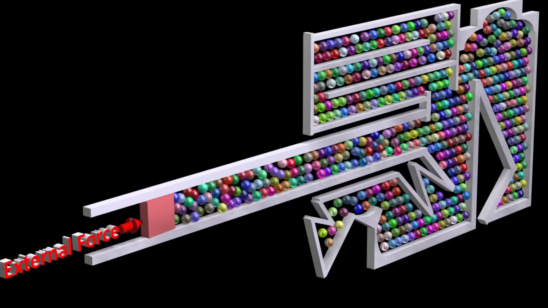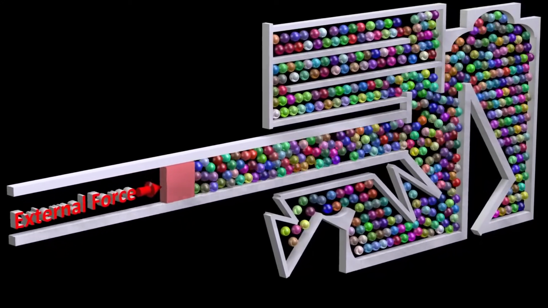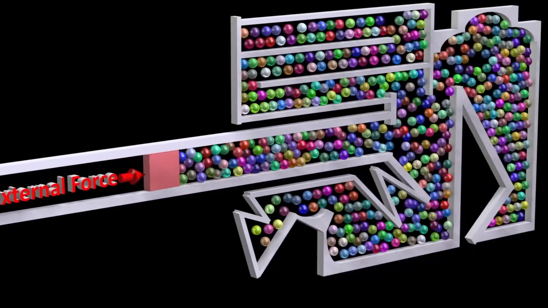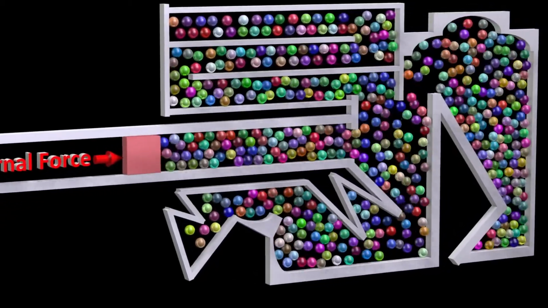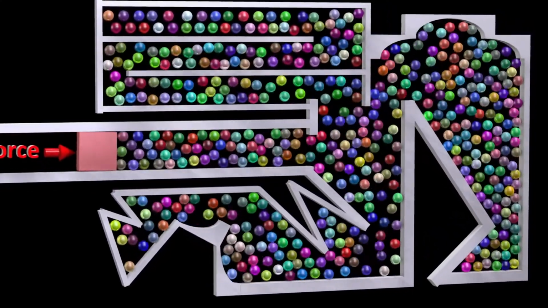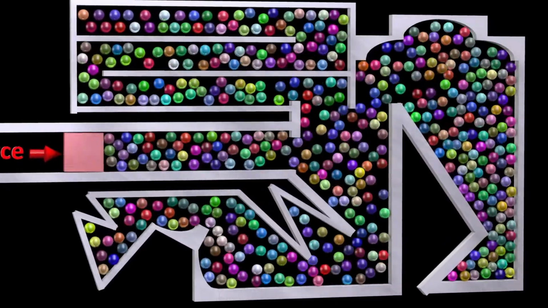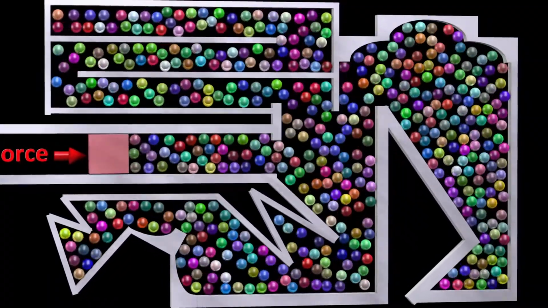Suppose we apply an external force, as shown. The pressure from the external force spreads through the fluid. Here, we are in a zero-gravity environment. Eventually, the pressure of the fluid will be the same everywhere throughout this container.